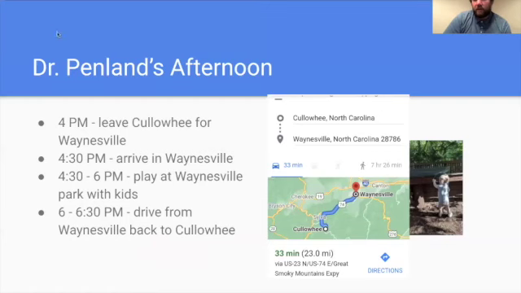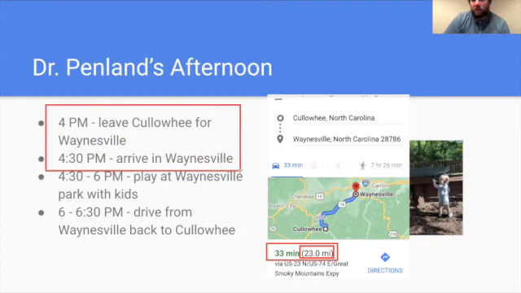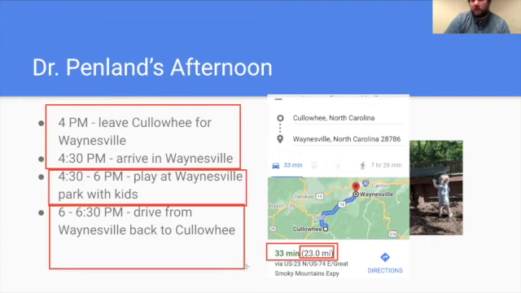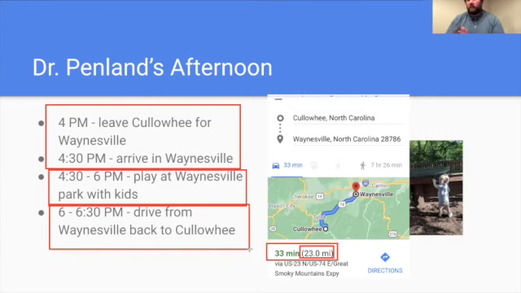The other day, I drove my children to the park in Waynesville. You can get from Cullowhee to Waynesville in about 30 minutes. It is 23 miles. So about 4 p.m., I left Cullowhee for Waynesville. At 4:30 p.m., I arrived in Waynesville. Then from 4:30 to 6 p.m., I played at the Waynesville Park. And from 6 to 6:30, I drove from Waynesville back to Cullowhee.